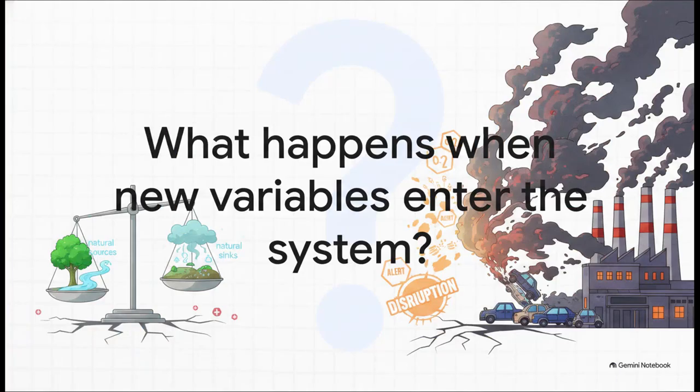That brings us to part 3, the anthropogenic disruption. So here's the big question. What happens when new variables enter a balanced equation? Think about it. If the Earth has this perfectly matched system of natural sources and natural sinks, what actually occurs, mathematically and physically, when you introduce entirely new, unoffset sources of input?